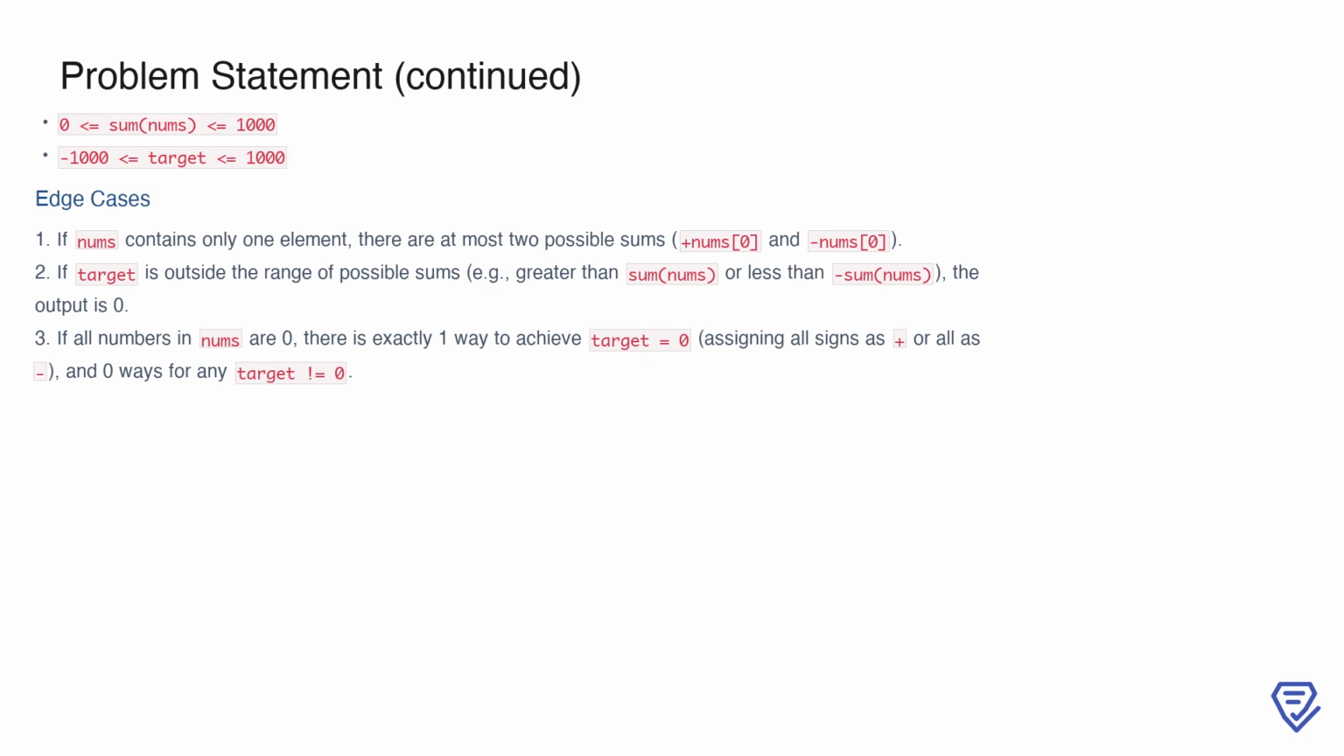Edge cases include situations where the array contains only one number, where the target is outside the possible sum range, or where all numbers in nums are zeros. For example, if all elements are 0, the only way to achieve target equals 0 is by assigning all signs as either plus or all as minus. For any target not equal to 0, the result would be 0 ways. These constraints and edge cases are critical to designing an efficient and robust solution.